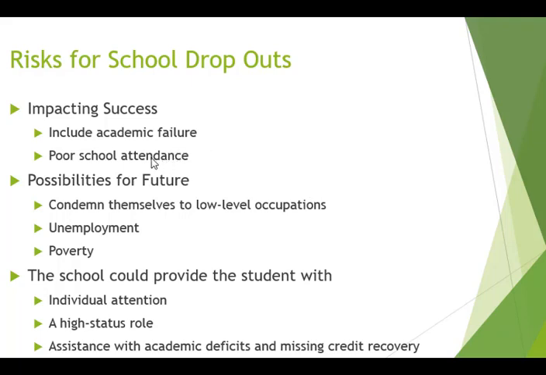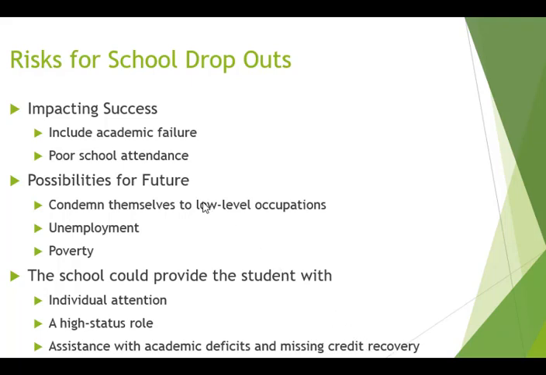First of all, dropouts impact success, including academic failure. Poor school attendance are things that cause people to drop out. They don't think they're doing well, and they haven't been coming anyway, and they fail courses, and they figure they have nothing to lose by dropping out because they're not going to do well anyway.